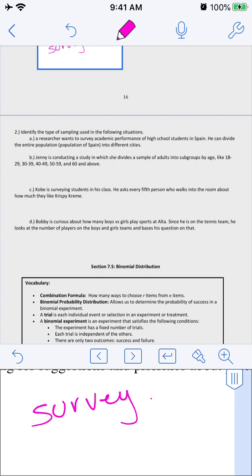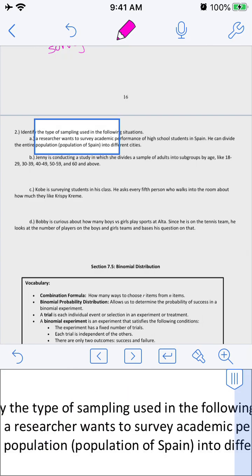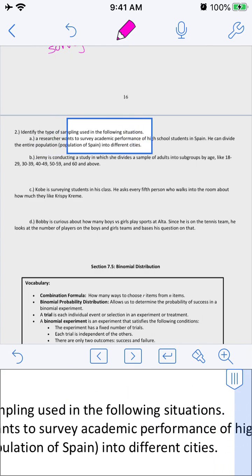The other page here, flipping on over to page 17 now, we see identify the type of sampling used in each of the following situations. Let's recall there are cluster, systematic, stratified, which is both, and then convenience.